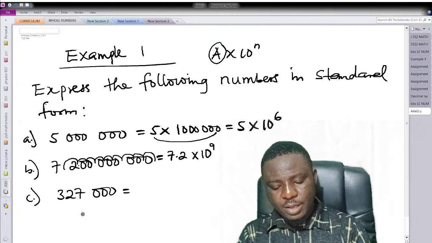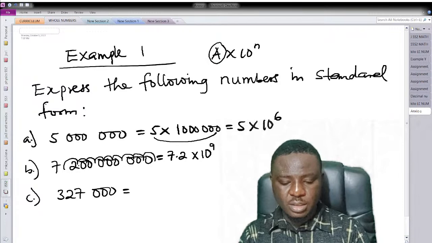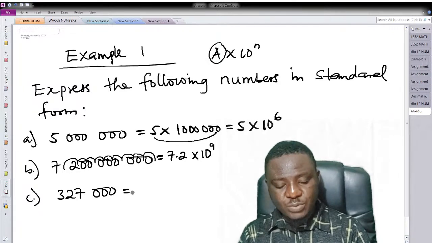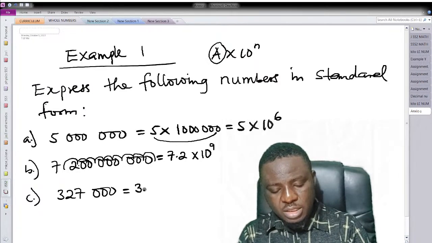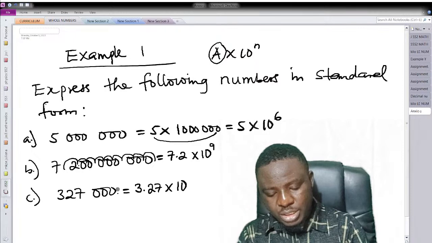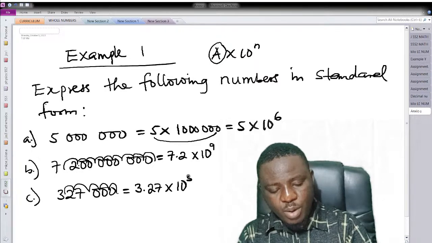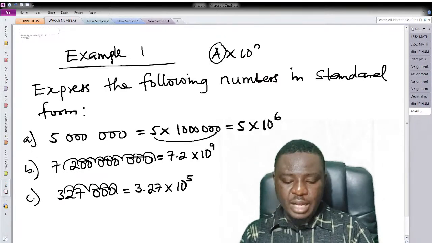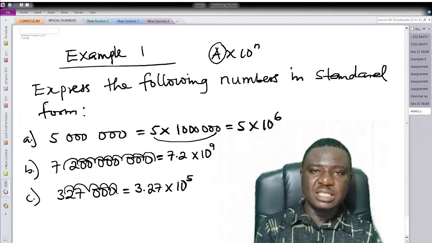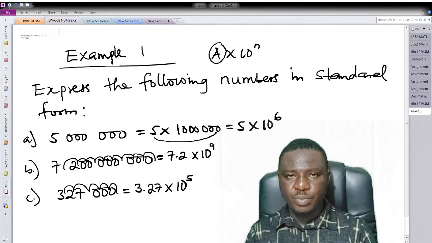C, this is said to be 327,000. 327,000 can be expressed in standard form as 3.27 times 10 raised to the power of, how many times did I move the decimal point? Let's count. 1, 2, 3, 4, 5. So this becomes times 10 raised to the power of positive 5. Now, positive 5 in the sense that I moved the decimal point 5 times to my left.